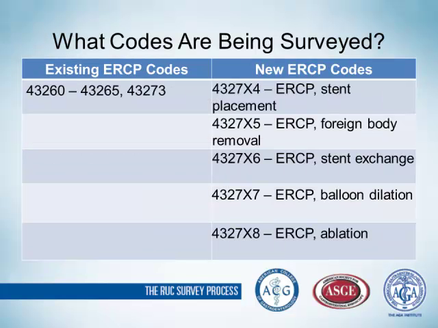The existing ERCP codes are those in the series of 43260 through 43265, as well as 43273. The new ERCP codes are 43227X4 for ERCP with stent placement, 43227X5 ERCP with foreign body removal, 43227X6 ERCP with stent exchange, 43227X7 ERCP with balloon dilation, and 43227X8 ERCP with ablation.